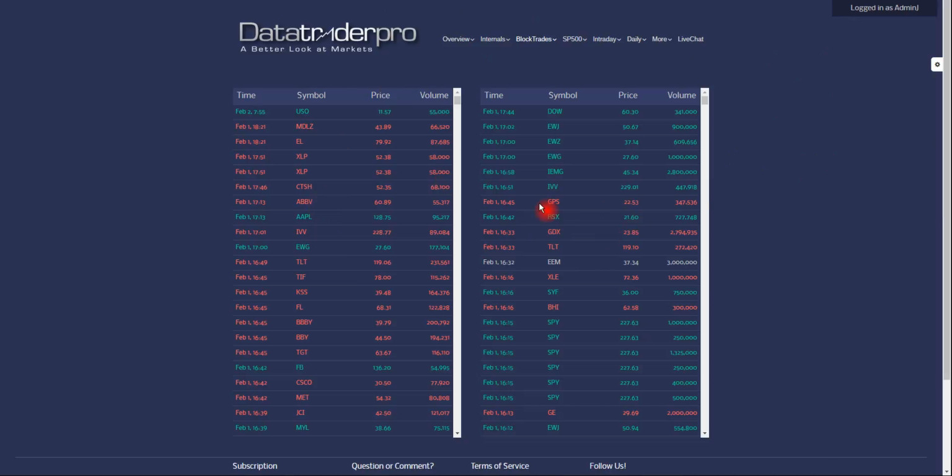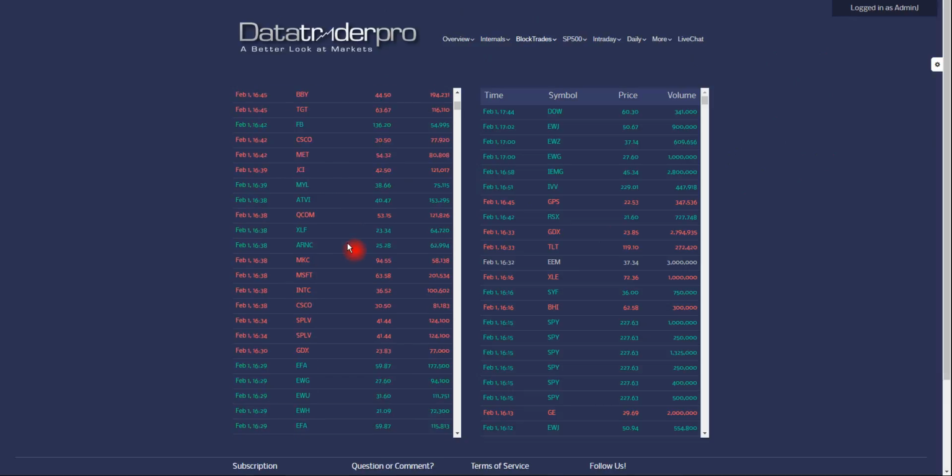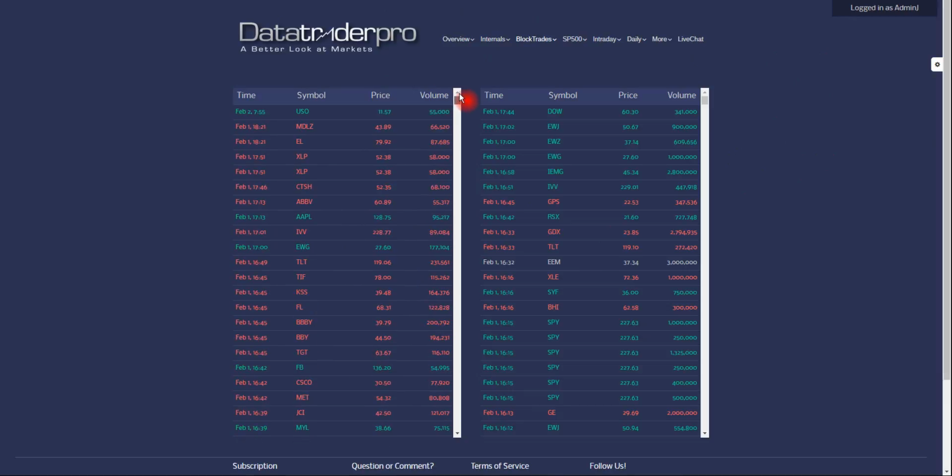Okay, I wanted to draw your attention to a new feature on the site. This is the plain Jane version for now. We're going to be adding some functionality to it shortly, but this is a stock scanner, and it looks like a time and sales, but what it actually does is it scans the market continuously for block trades on a predetermined list of stocks. So right now that stock list is well over 600 stocks.